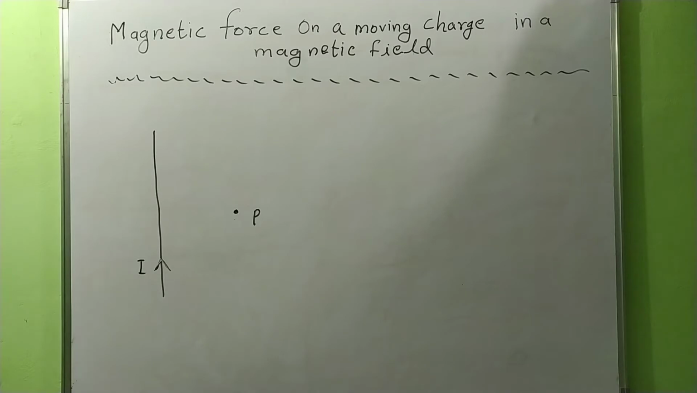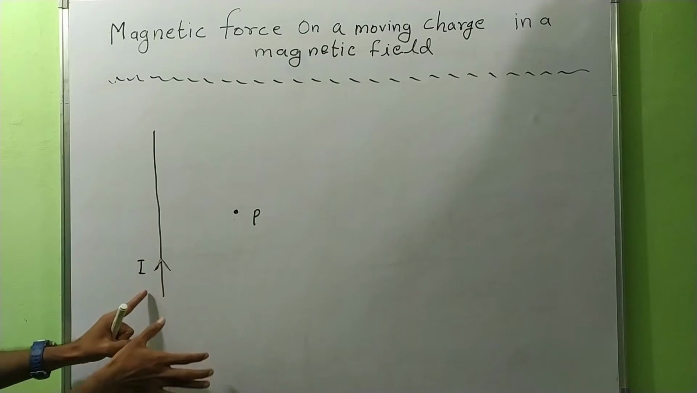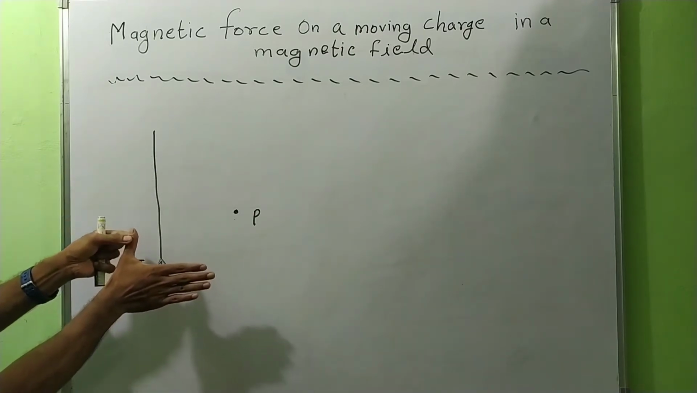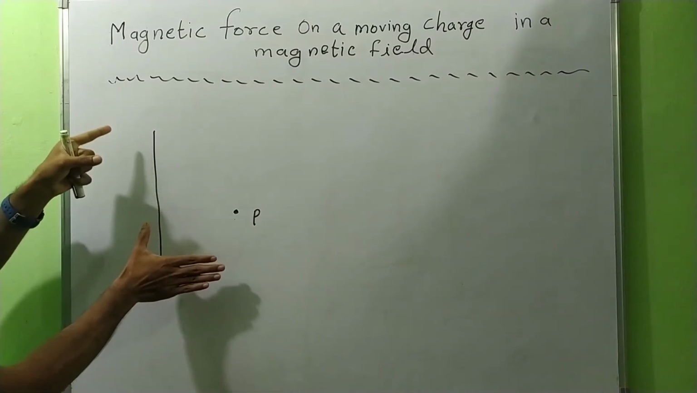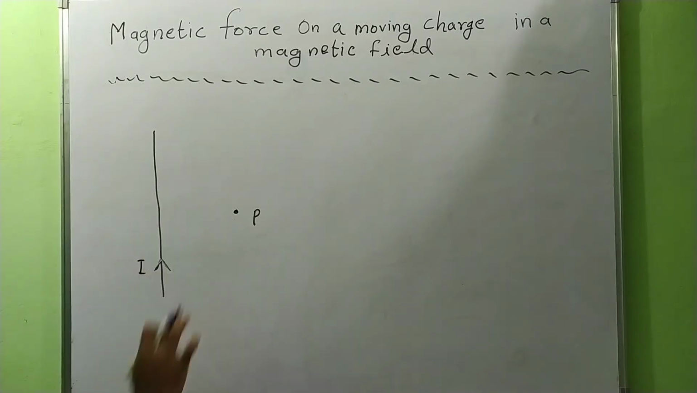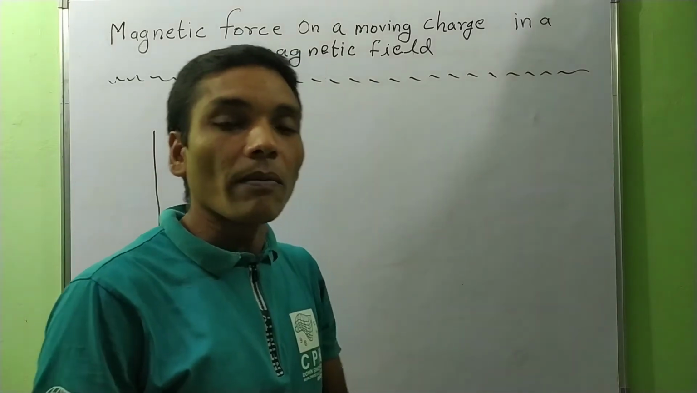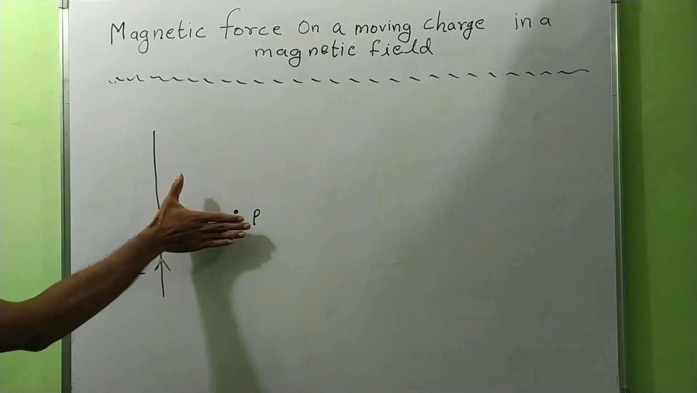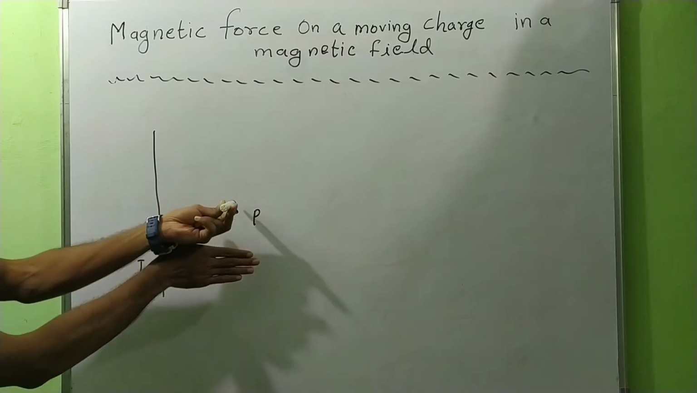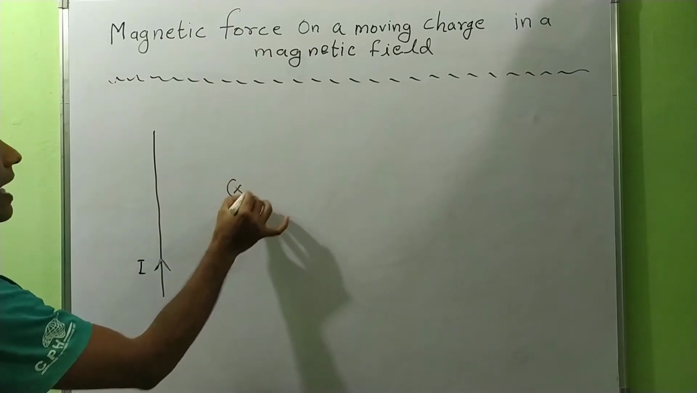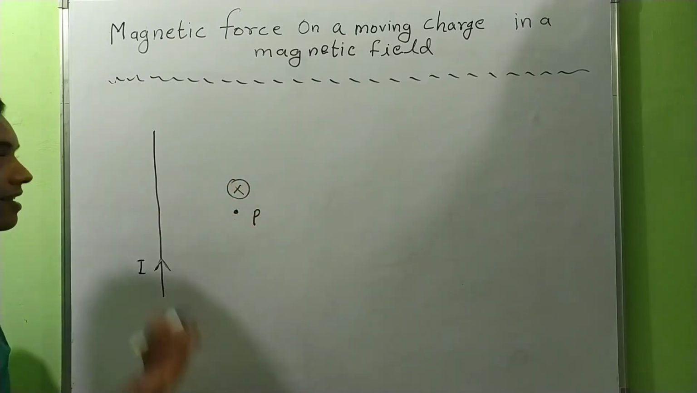You know that by the right hand palm rule, the direction of current is along this direction. If the thumb shows the direction of current and the fingers indicate the point where we have to find the strength of magnetic field, then the direction of magnetic field will be inward, perpendicular to this board. So the direction of magnetic field at point P will be inward.